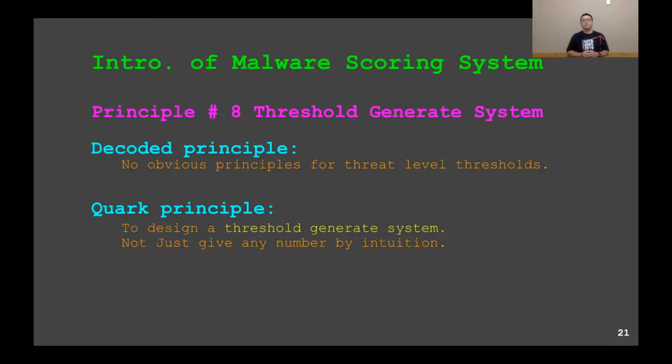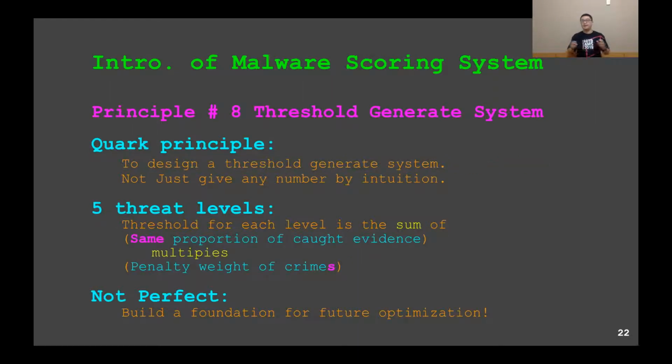The last principle, principle number 8. Threshold generate system. After calculating the total penalty weight for malware, we need to have threat level threshold so that we can tell which threat level does the malware fit in. Unfortunately, we can't find them in a criminal law. But we know we need to design a threshold generate system for that, not just give any number by intuition.